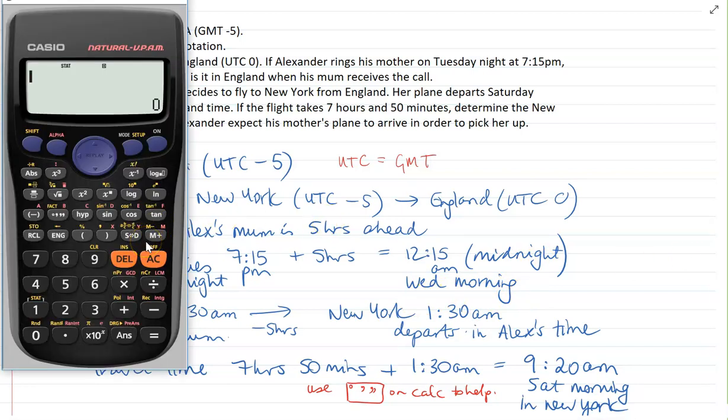Now, if you're not great with time differences, you can use a calculator to help you. You can use the degrees, minutes, seconds function, because minutes and seconds are out of 60. So you can enter in times, so 7 hours 15 minutes, so 7:15. If you add on 5 hours, that gives you 12:15. So it's just a cool little trick you can use with your calculators if you're not confident with time.